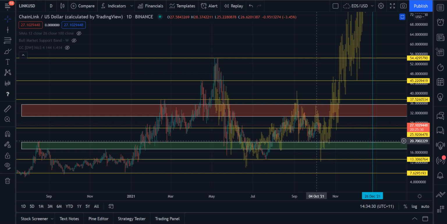But as I said, fractals don't need to play out perfectly every single time. So even if we drop down to around 22 USD, for example, we keep the higher low pattern and then we move upwards. That's essentially the same thing. We'll still be following that fractal.